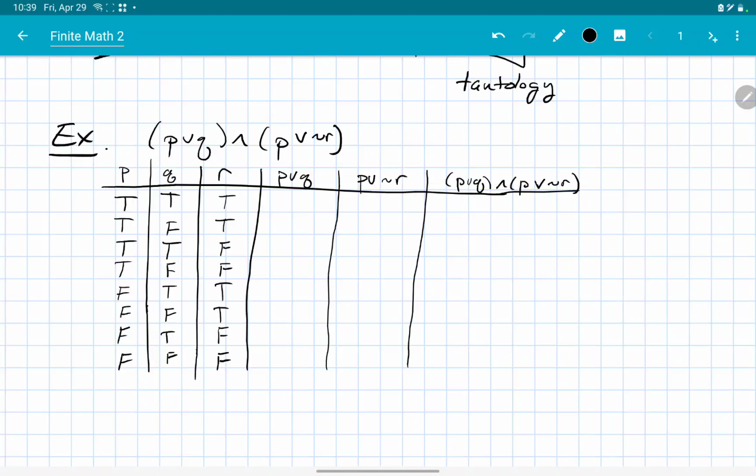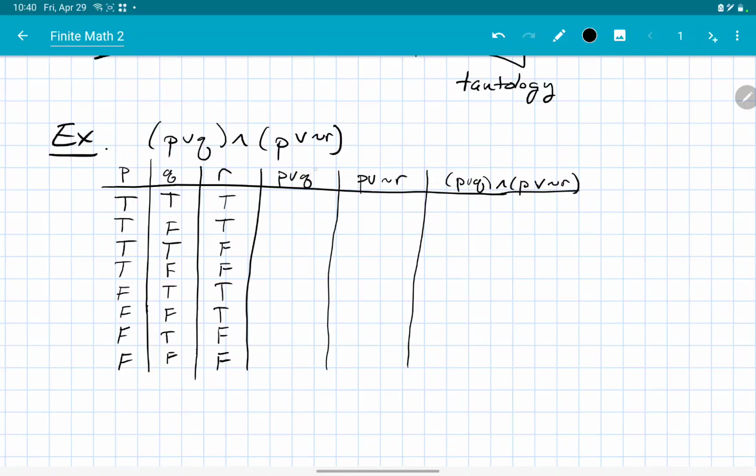There are two choices for each of P, Q, and R, so 2 times 2 times 2 is 8. We know how to count how many choices there should be. So there should be 8 rows, and indeed we have 8 rows here. And we have all possibilities for P, Q, and R accounted for here.